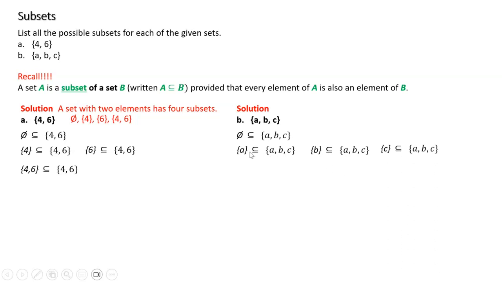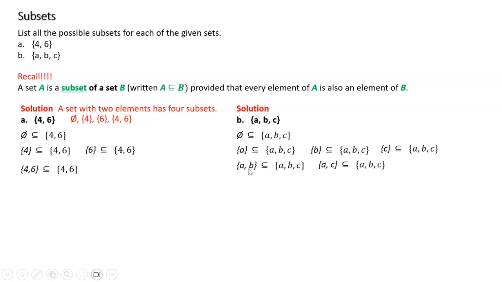And then C, right? So this is the only way it can be with only one element. Now let's put them in pairs. Now let's put 2 elements. A and B is a subset of the set A, B, and C. Now let's try A and C. The set with elements A and C is a subset of the set containing the elements A, B, and C.